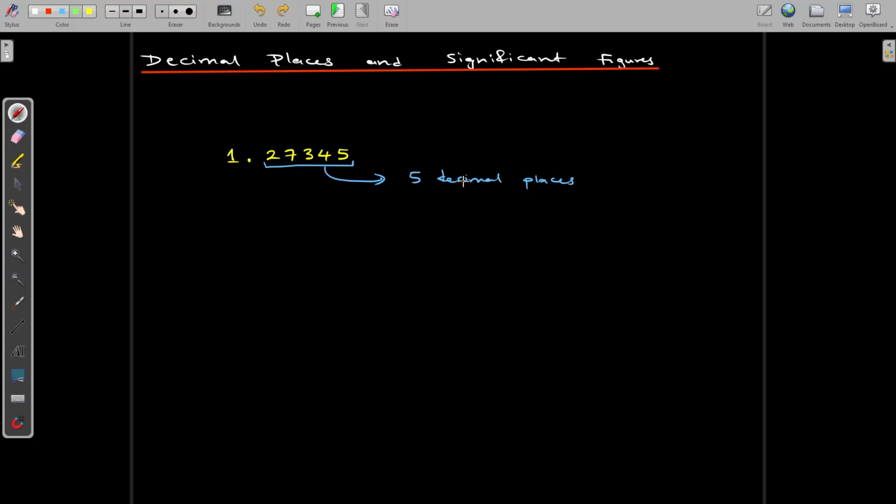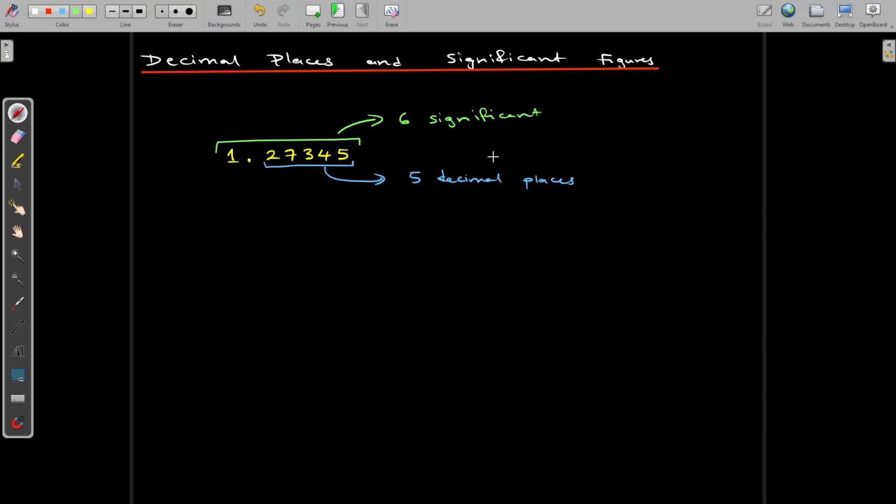All of the numbers are significant here. We don't have any zeros, and all non-zero numbers are significant. So there are 6 digits here, so there will be 6 significant figures.